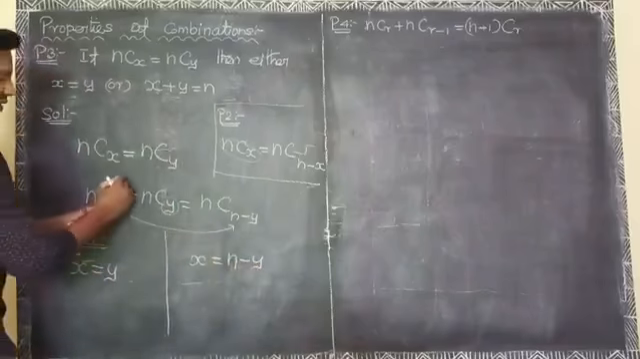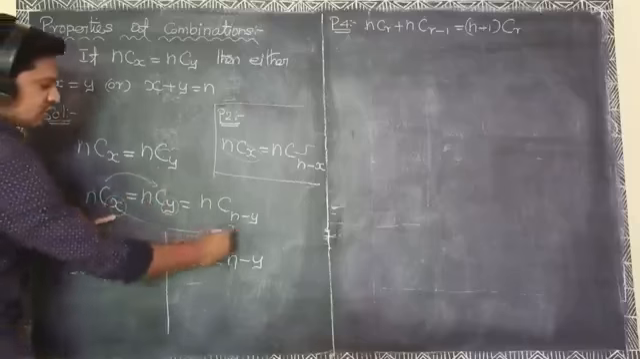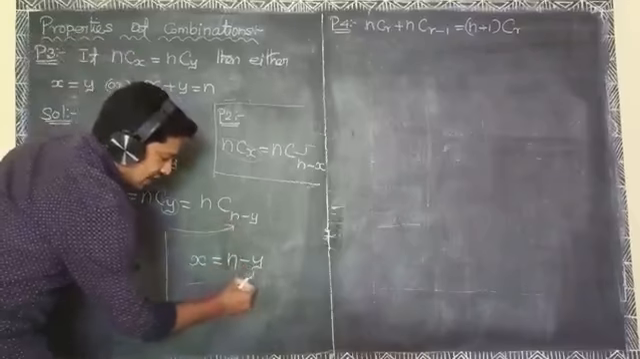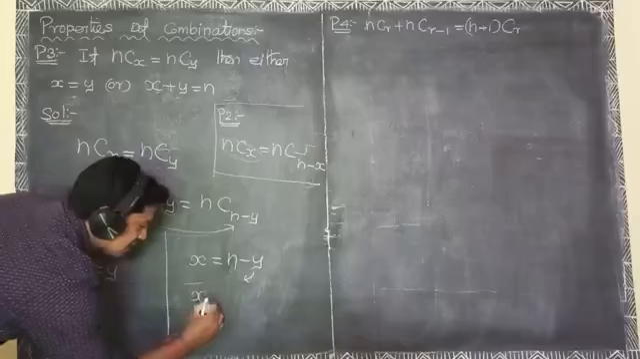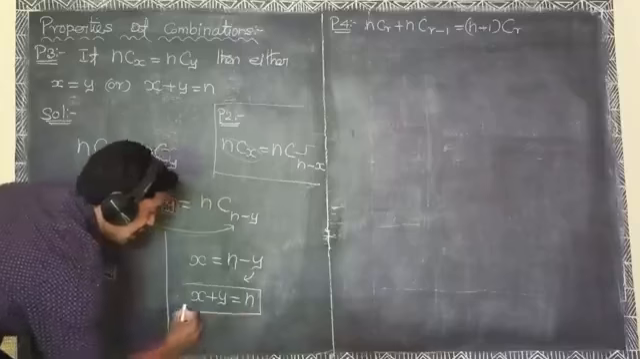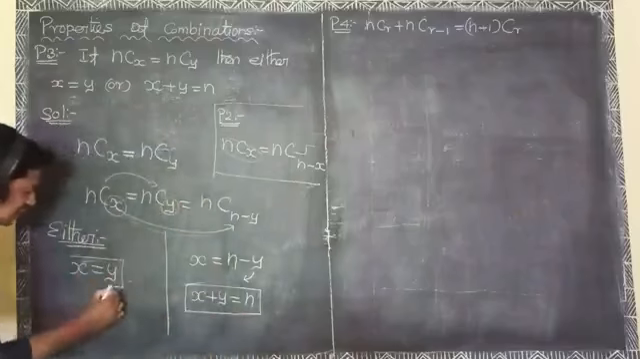In the first case we equate x to y, in the next one we equate x to n minus y. Here x equals n minus y. With y going to the left-hand side, that is x plus y, which is equal to n. Otherwise, x equals y.